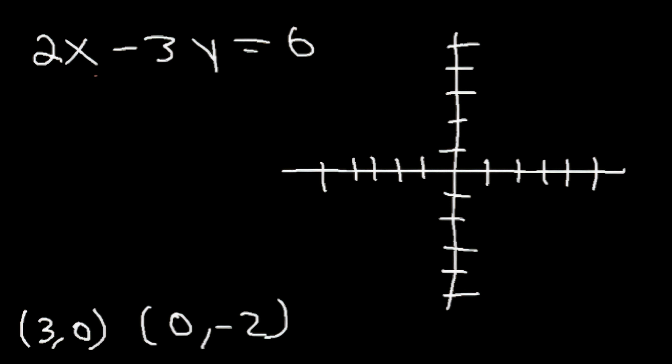So (3, 0) is over here, and (0, -2) is over here, and then just connect them. So that's how you can graph an equation in standard form.